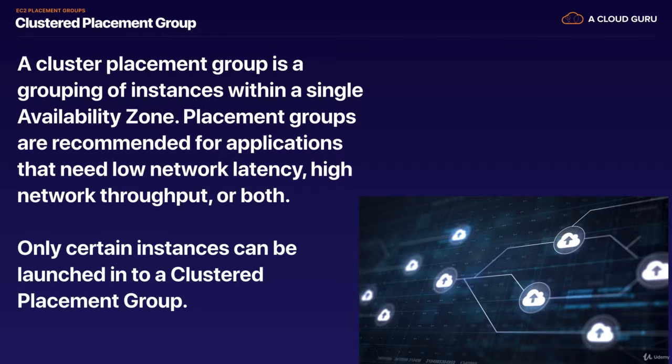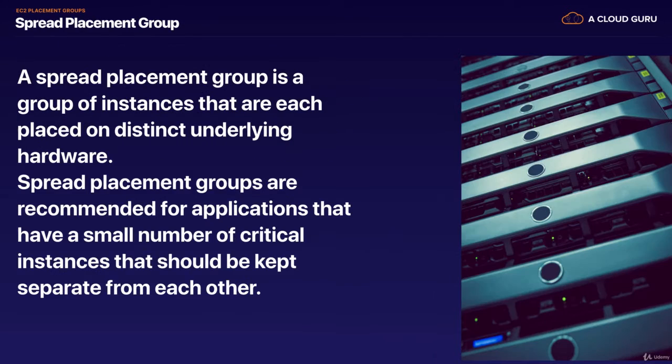within a single availability zone. Clustered placement groups are recommended for applications that need really low network latency or high network throughput or both, and this makes sense. You want them to be as close to each other physically as possible because that reduces your network latency and increases your network throughput. Just remember that only certain instances can be launched into clustered placement groups. This is used for things like high-powered compute, where you may need very large network throughput or extremely low latency. You're going to want to use a clustered placement group.